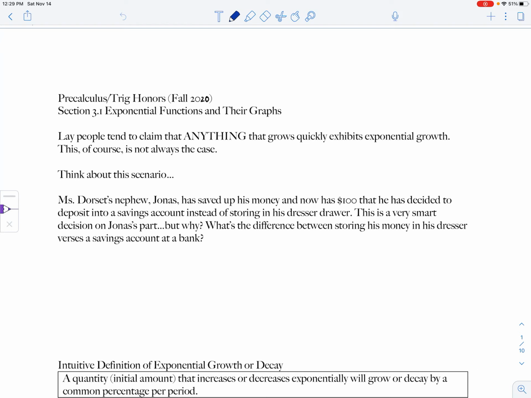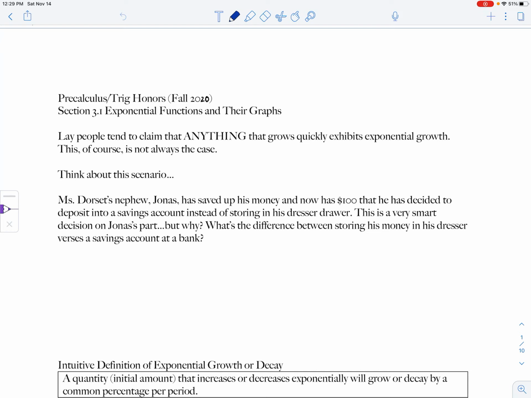So section 3.1 is exponential functions and their graphs. Now you guys have probably heard people refer to something that is increasing or growing at a fast rate or is growing really quickly, exhibiting exponential growth. And that's just not always the case.